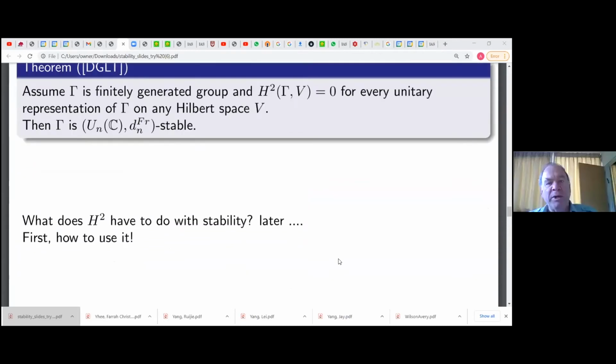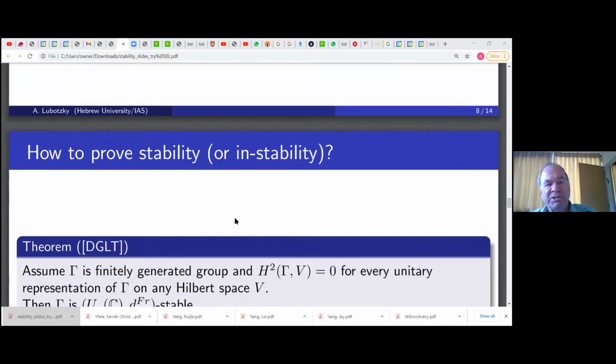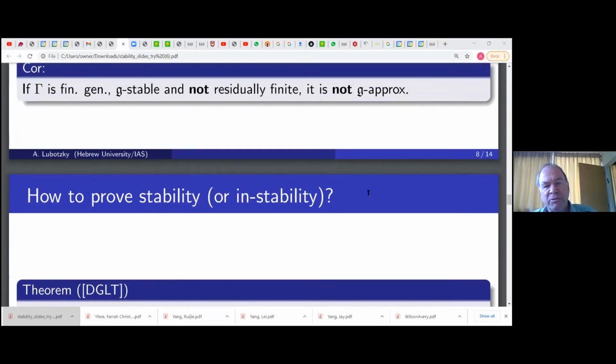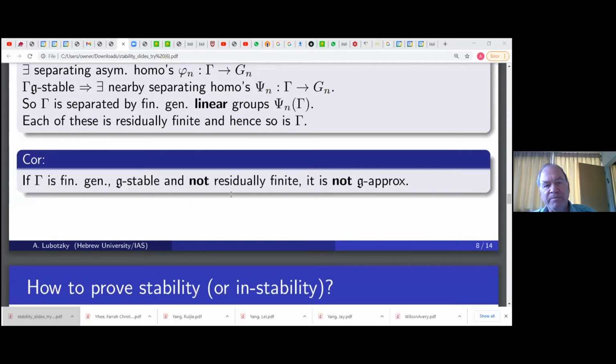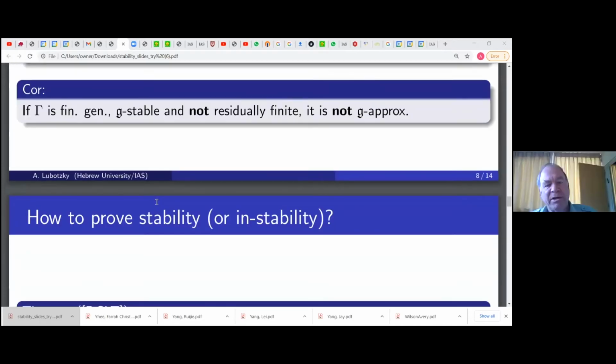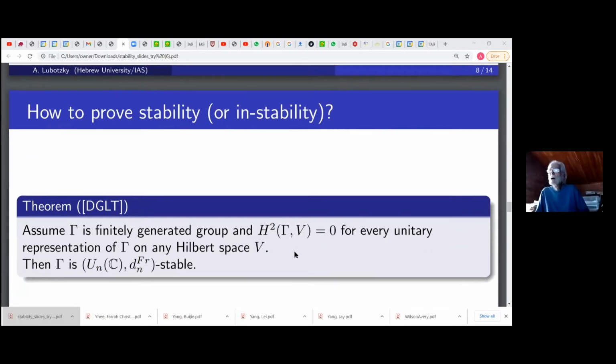Okay, so what do we need now? Now, you remember our goal is to get non-approximated groups, not G-approximated groups. So we want to get a group which is G-stable and not residually finite. Now, this theorem tells us that G-stability, at least for the case of UN and the Frobenius norm, will be obtained if I have vanishing of cohomology. So I have to look for groups where H2 always vanishes, and which are non-residually finite.